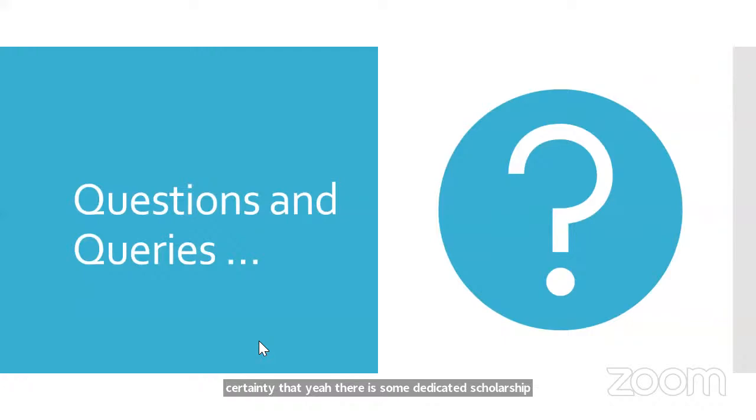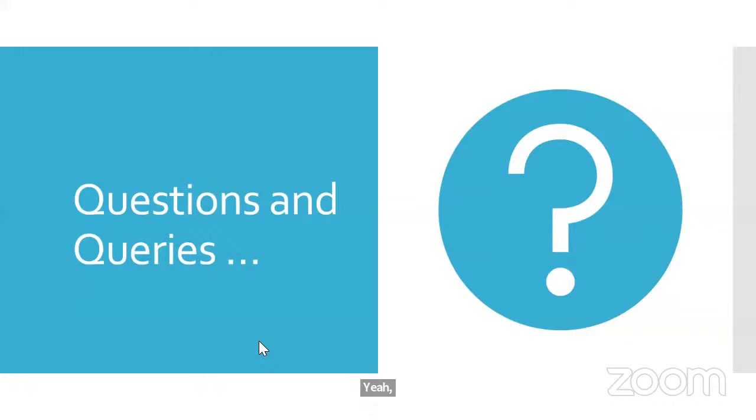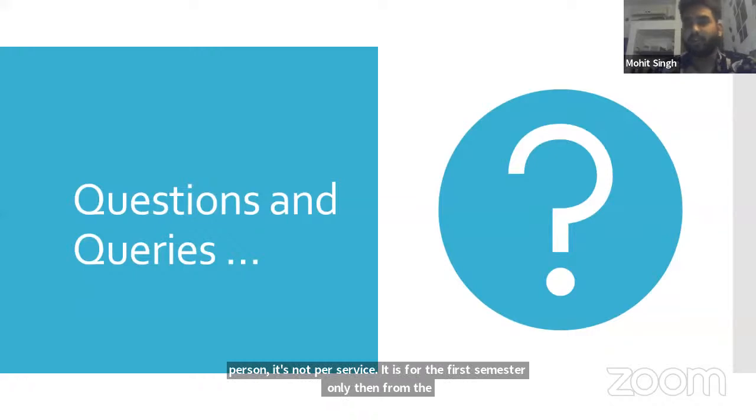As you tell, it's 60,000 for SC/ST per semester, right? It's not per semester, it is for the first semester only. Then from the subsequent semesters you will be supposed to pay 46,500 rupees.